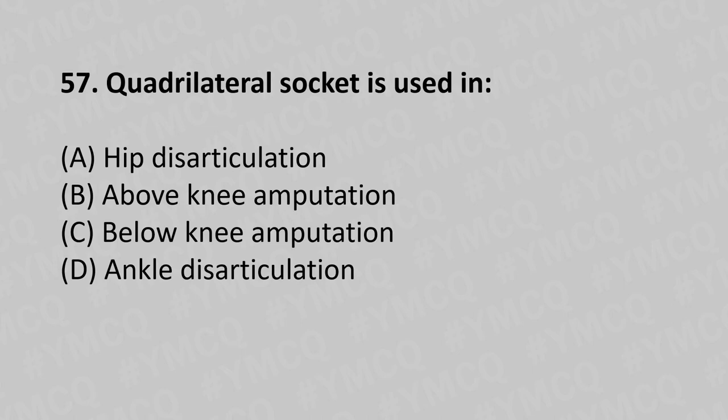Moving to our 57th question, quadrilateral socket is used in option A, hip disarticulation. Option B, above knee amputation. Option C, below knee amputation. Option D, ankle disarticulation. And the answer is option B, above knee amputation.